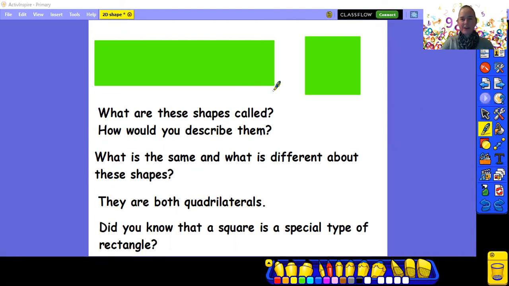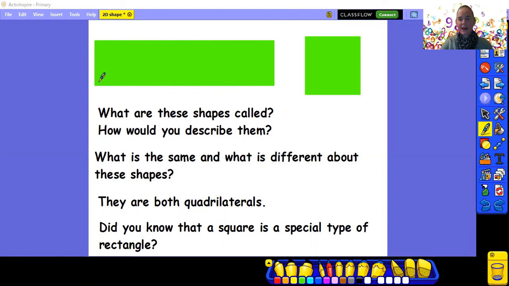So let's just remind ourselves we've got our rectangle and we've got our square. So how did you describe them? What are the similarities and differences between these 2 shapes? Let's start by counting the sides and vertices on our rectangle. So I'm just going to count the sides. So we've got 1 side, 2 sides, 3 sides, 4 sides. Now let's count the vertices. 1 vertice, 2 vertices, 3 vertices, 4 vertices.